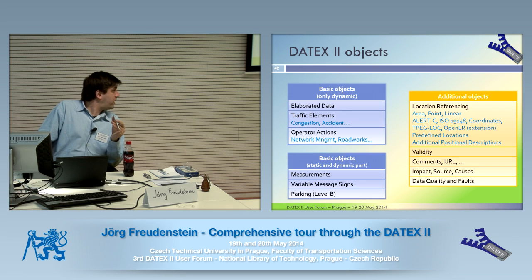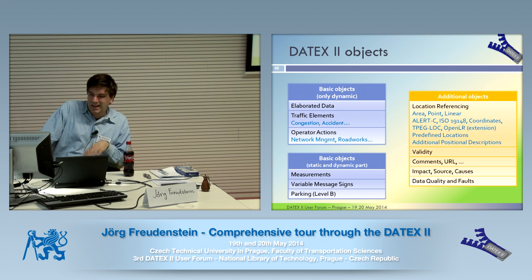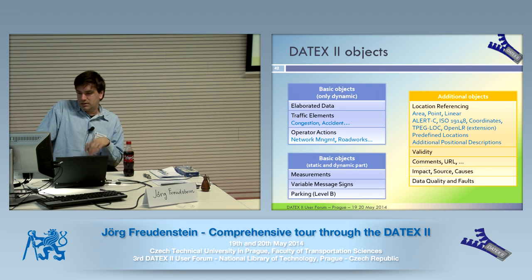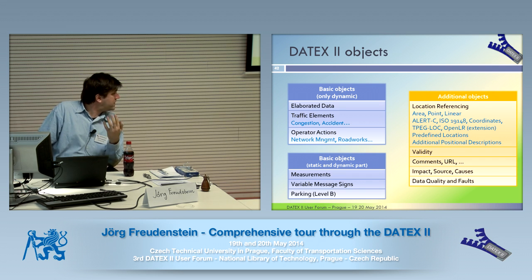Then we have the predefined locations I explained before, and then we have some additional descriptions like lanes and type of road and something like this. And we have got other things. We have got a model for the validity of messages, for example. Of course, we have things like comments and URLs. Especially for traffic messages, we have got impacts, sources, and causes. And we have information about the data quality and its faults.